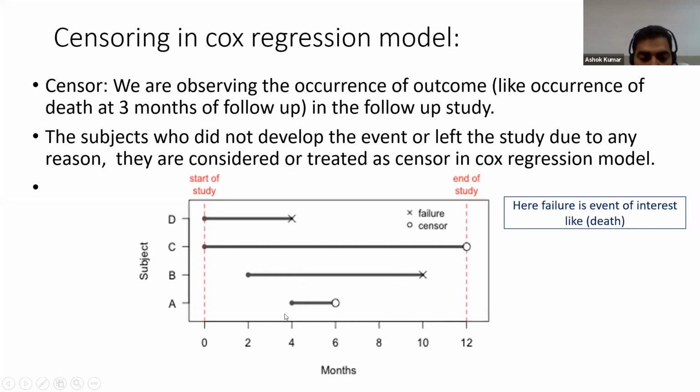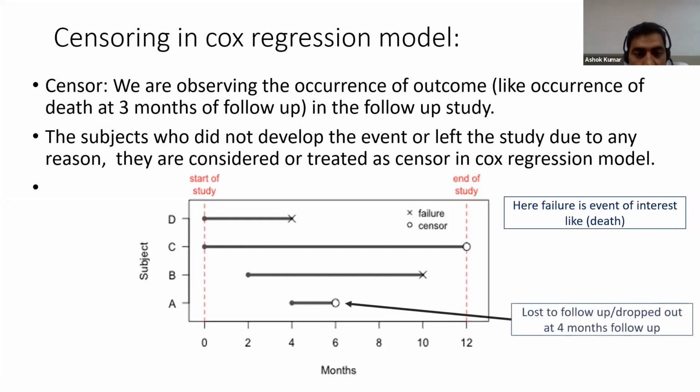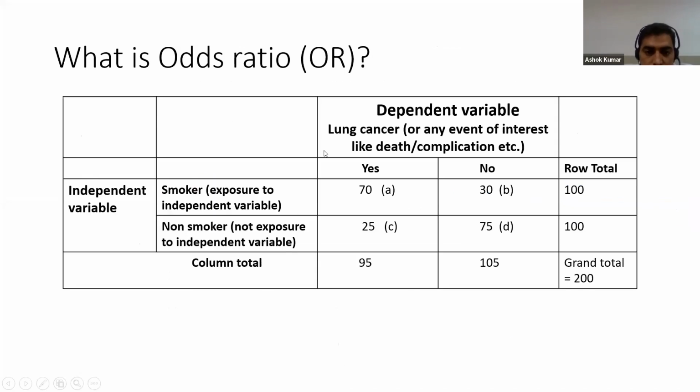But what about one that started from here, the 4th month, and at the 6-month follow-up, meaning 2-month follow-up, 6 minus 4, at 2 months of follow-up he or she was lost to follow-up? That is called censored. So this is the difference between censoring and event occurred. You have to remember what censoring is in Cox regression and also in the Kaplan-Meier curve.